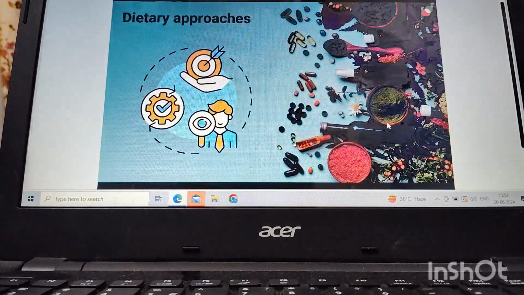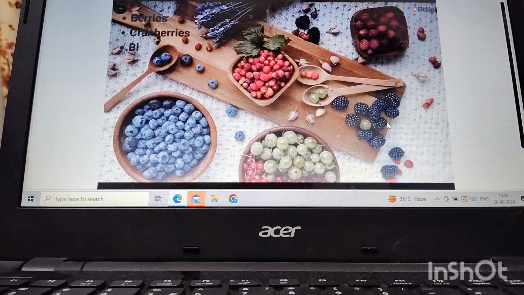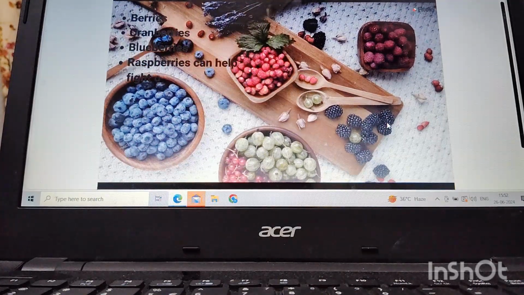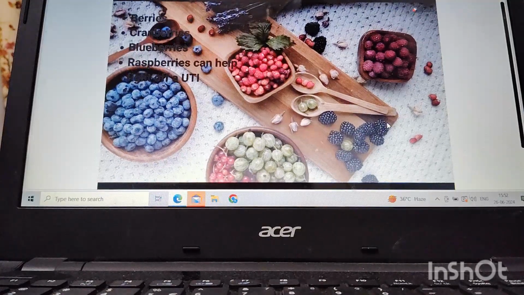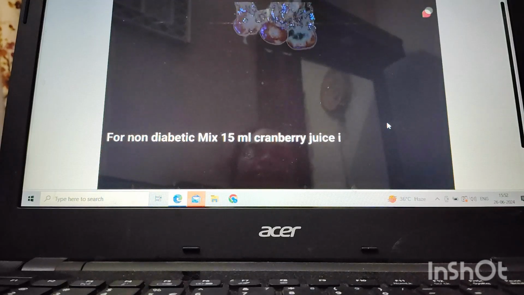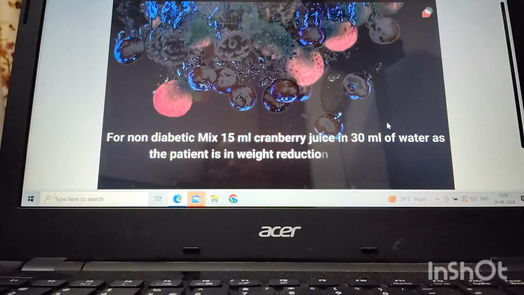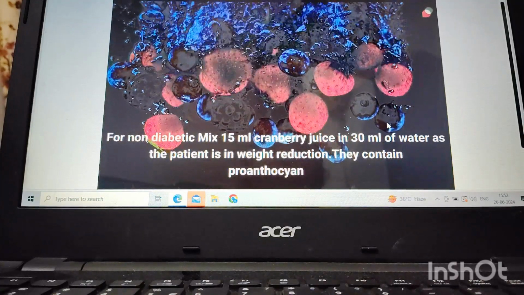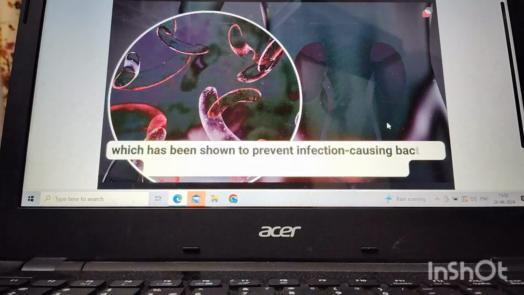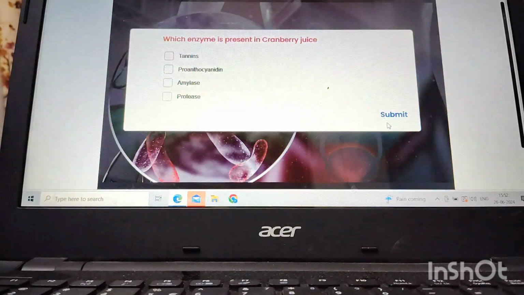On the basis of what we have learnt above, the dietitian can include berries. Although researchers are still studying their effectiveness, it is believed that eating cranberries, blueberries, and raspberries can help fight off a UTI. For non-diabetics, mix 15 ml cranberry juice in 30 ml of water if the patient is on weight reduction. They contain proanthocyanidin, which has been shown to prevent infection-causing bacteria from adhering to the lining of the urinary tract.